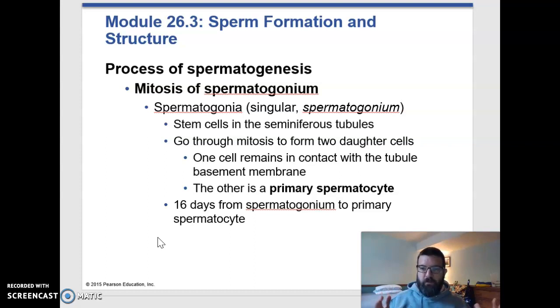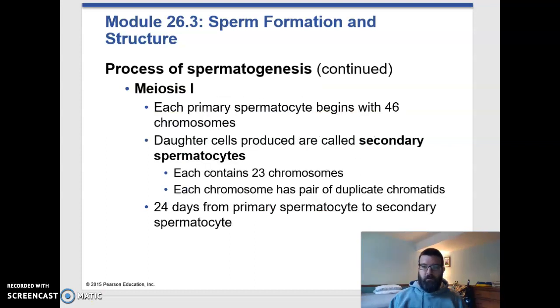So you have a spermatogonium that goes through mitosis, makes 2 daughter cells. One of those daughter cells will remain a spermatogonium. The other one will become a primary spermatocyte. And a primary spermatocyte will undergo meiosis 1. During meiosis 1, those homologous chromosomes will separate to opposite ends and to opposite cells. And so you will get 2 daughter cells from meiosis 1, which will each be haploid, and they will be called secondary spermatocytes.